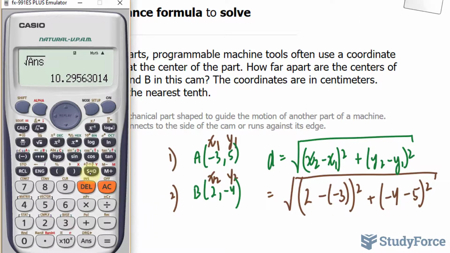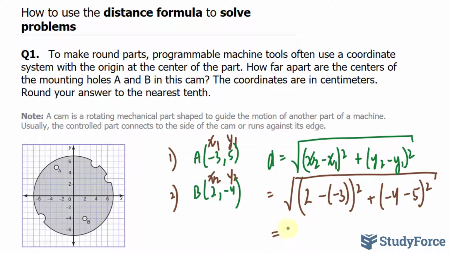Now they want it to the nearest tenth, and since this 2 is followed by a 9, I'll raise this 2 up to 10.3. 10.3 is the distance in centimeters from point A to point B in this cam.